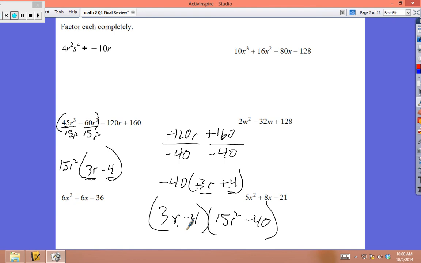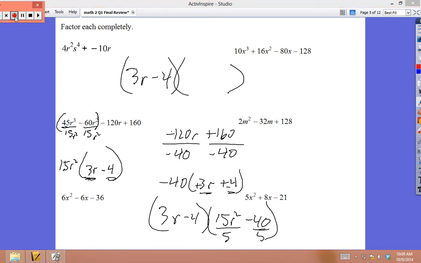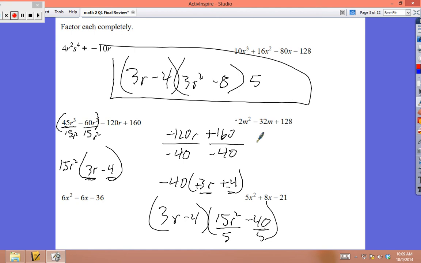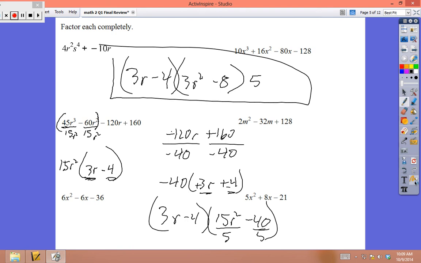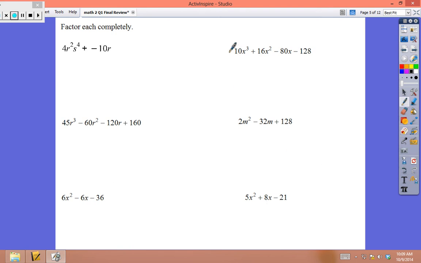3 and 4 are done, they got nothing in common, but 15 and 40 do. You can factor a 5 out. If you divide them both by 5, you're left with 3r squared minus 8, and then just put the 5 out here. And that's it. Okay. So I'll leave you for these other 3. Everyone needs to do this.